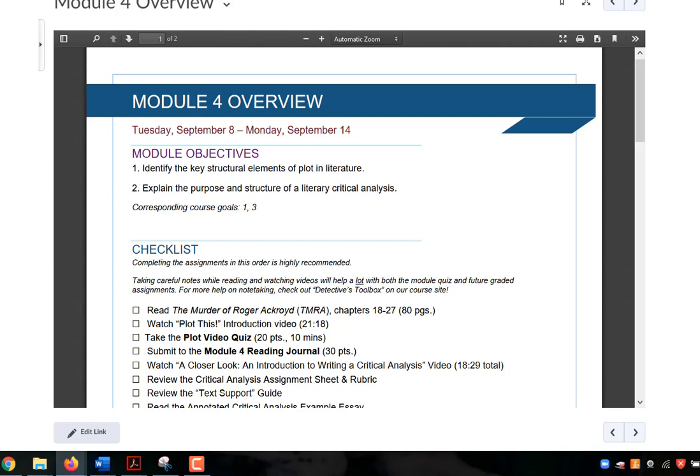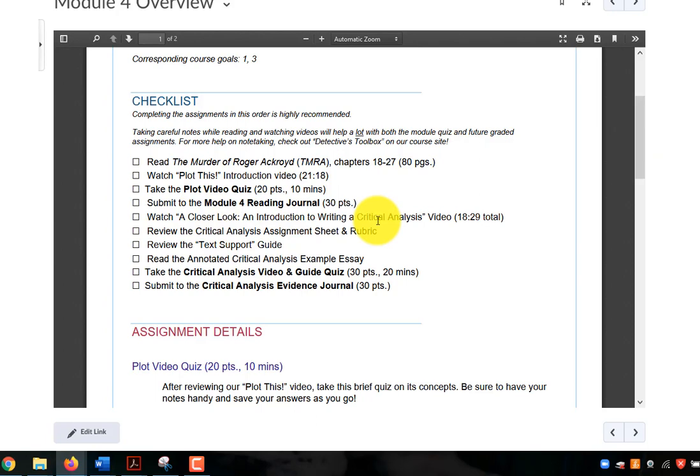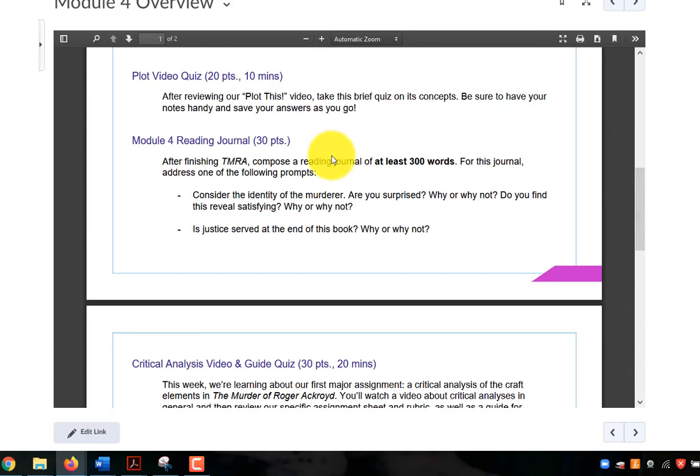Meanwhile, we'll also be learning a little bit about plot structures. You're going to watch a Plot This video and quiz. We'll also have a reading journal. A couple things about the reading journals, just some reminders. Remember that you are selecting one prompt, not all the prompts. You pick one, and you'll have a minimum word count. In most cases, as in this week's case, it is at least 300 words.